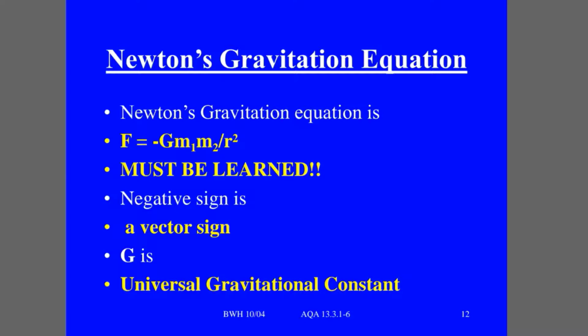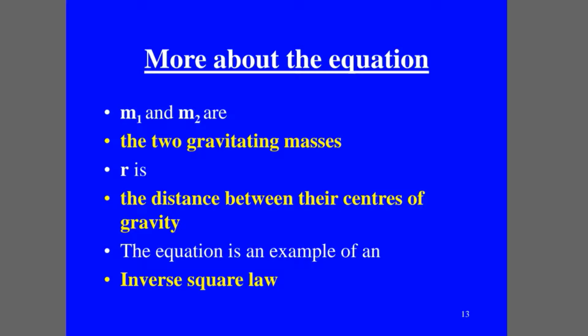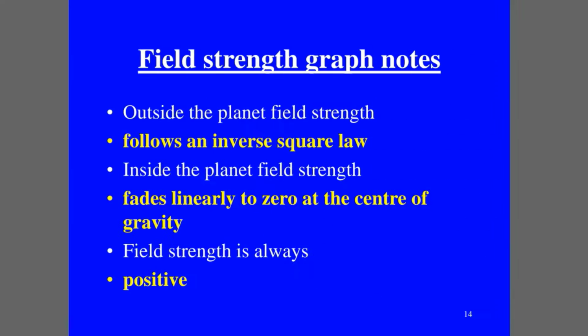The negative sign is a vector sign, where it has both magnitude and direction. So then go to the next slide. More about the equation: m1, m2 are two gravitating masses. r is the distance between their centers of gravity. The equation is an example of the inverse square law. Then go to another slide.